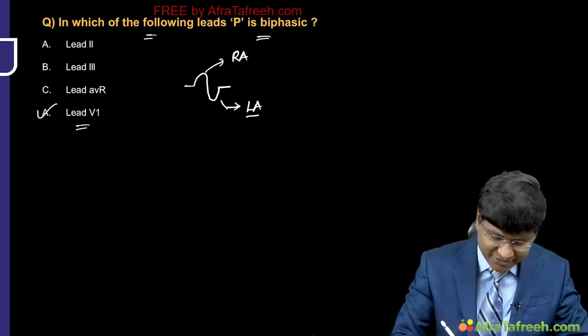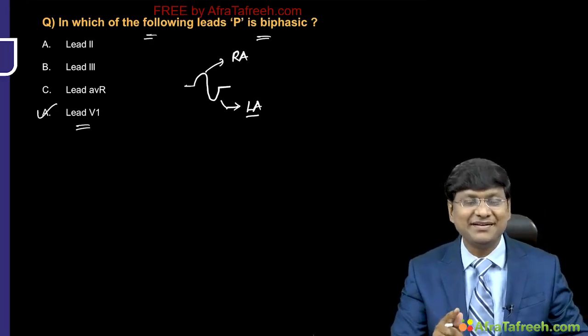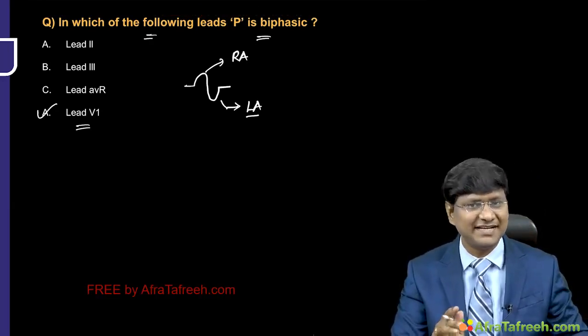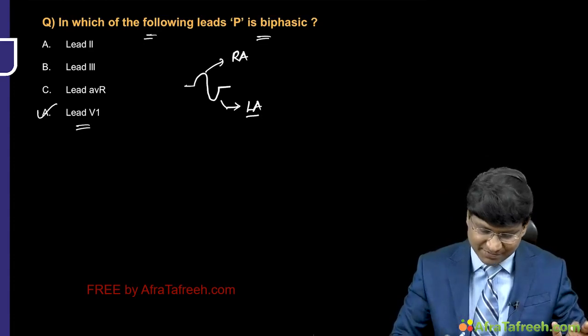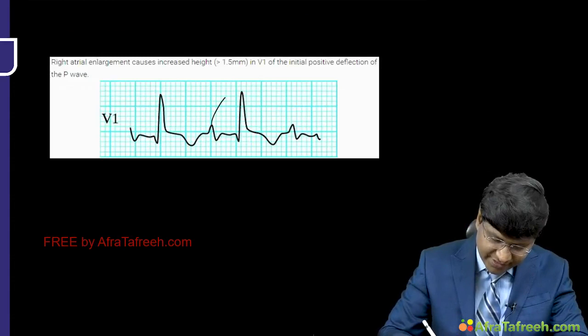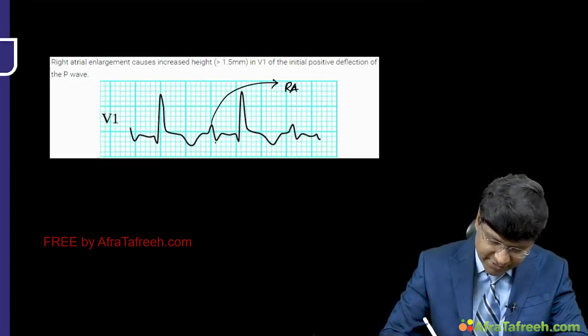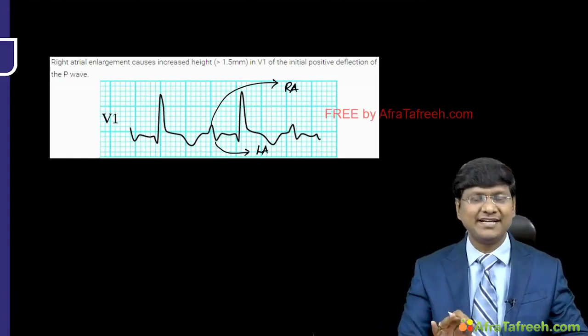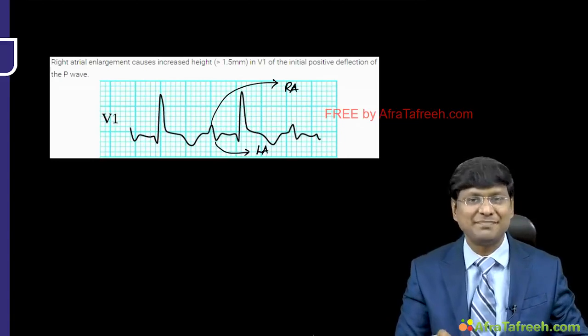The answer is lead V1. In lead V1, the P wave is biphasic. Let me show you that particular ECG strip. Right, so this is your lead V1. In this lead V1, you can see this is the representation of right atrial depolarization, and this is the representation of the left atrial depolarization. This is what is called the biphasic P wave.